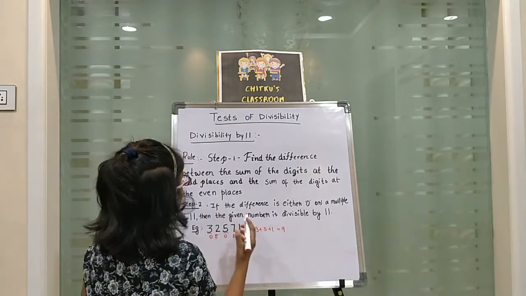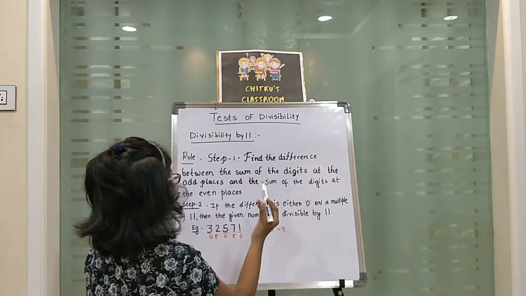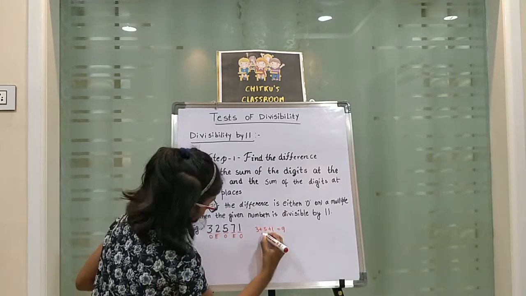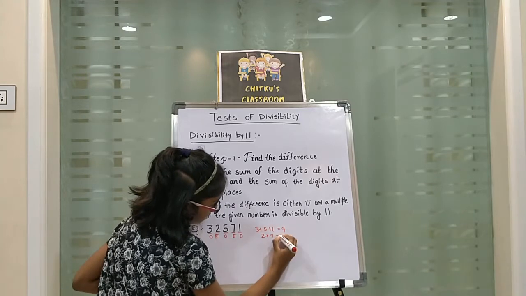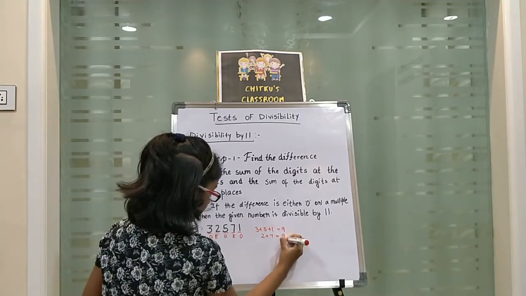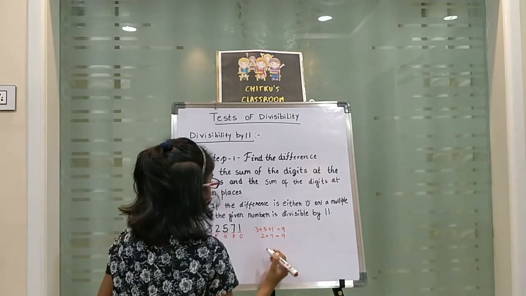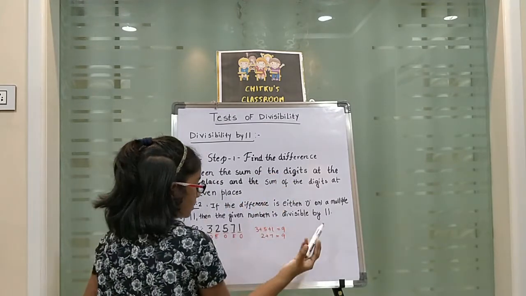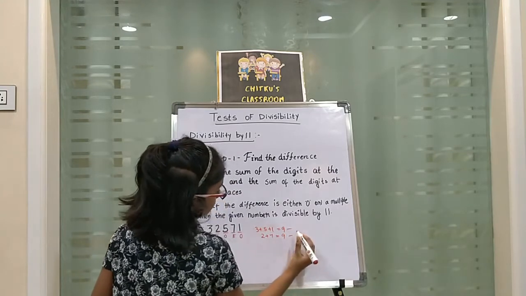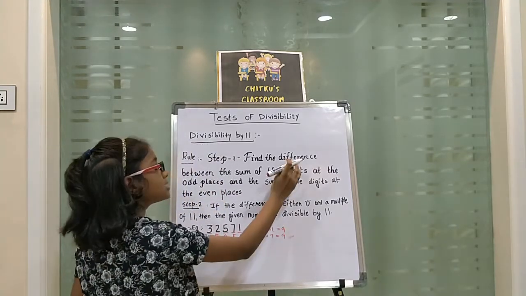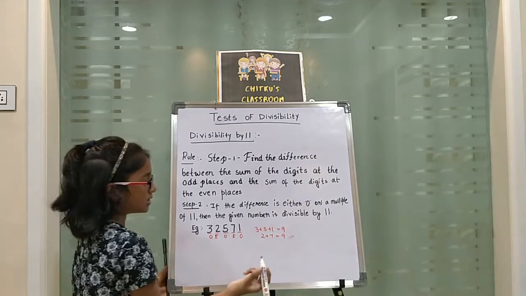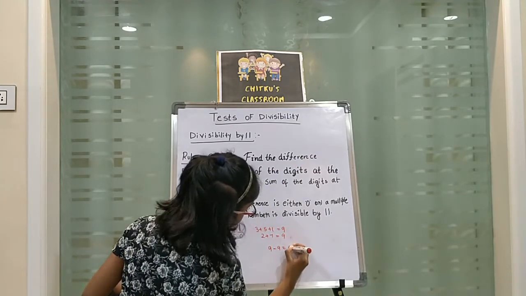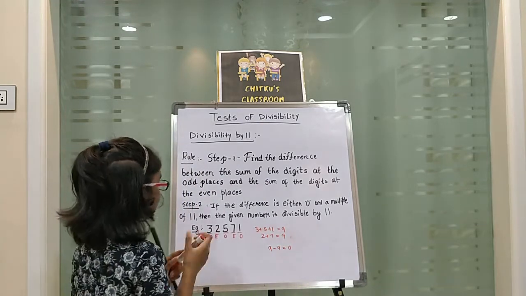Next, the sum of the digits at the even places. The even places are 2 and 7. 2 plus 7 is 9, okay? So next we need to find the difference between the sum of the odd digits and the even digits. The difference means subtraction. So 9 minus 9 is equal to 0. So let's see the second step.